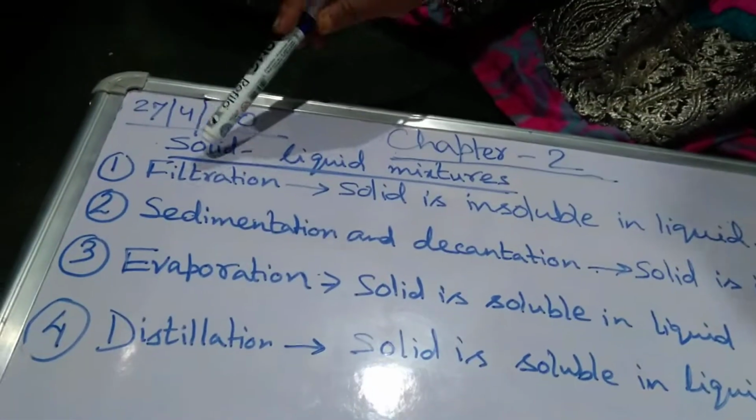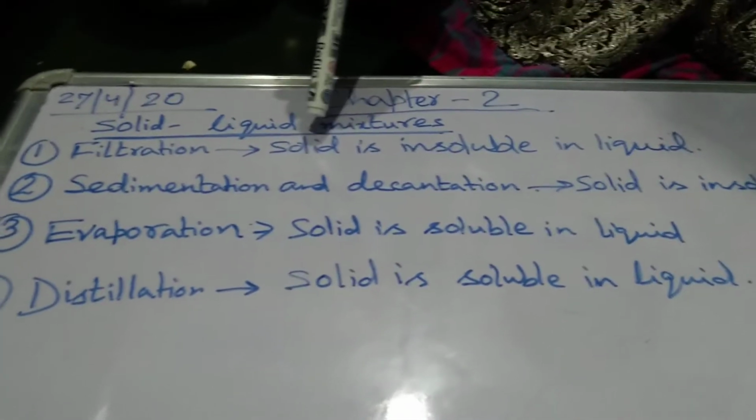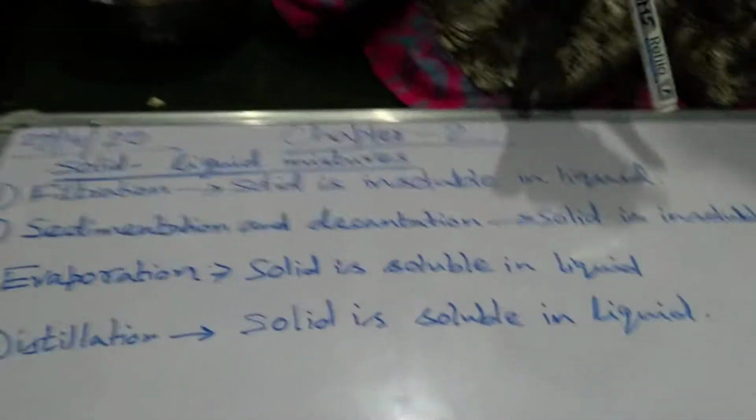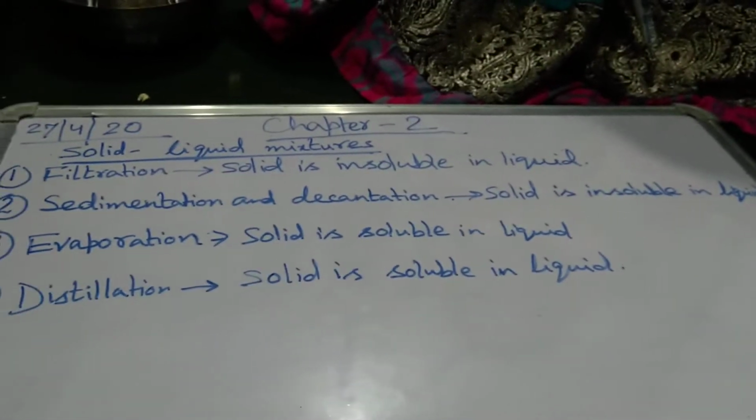Alright, so your solid liquid mixture, the first method is your filtration. So what is filtration? In filtration, what type of solids are separated? Solid is insoluble in liquid. Alright, solid is insoluble in liquid.